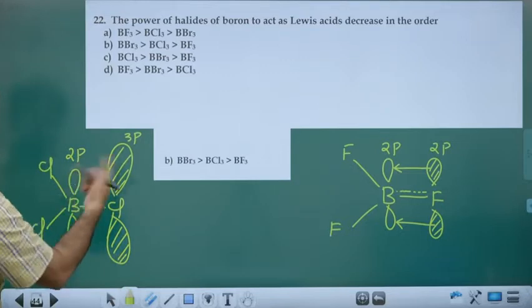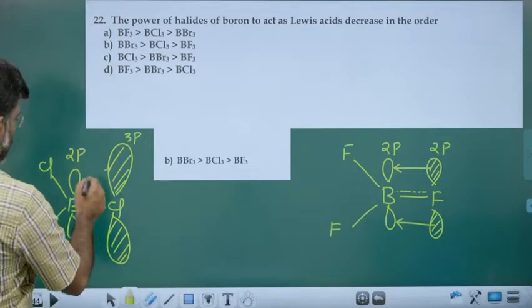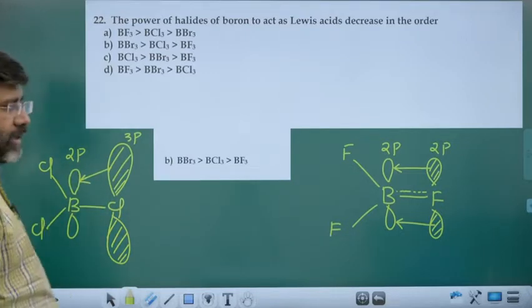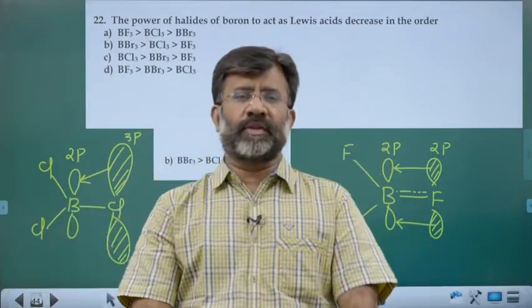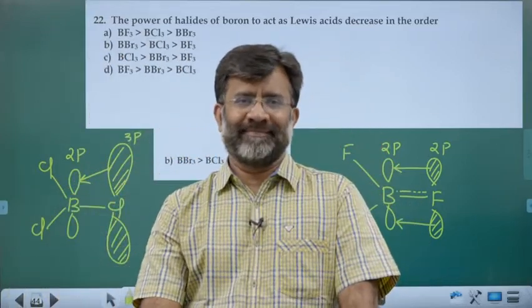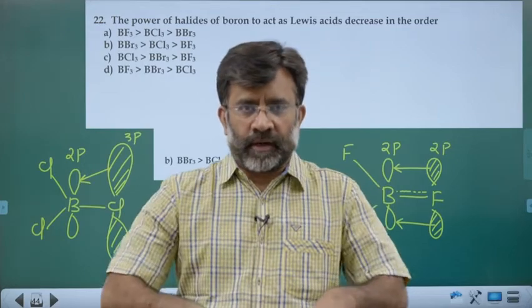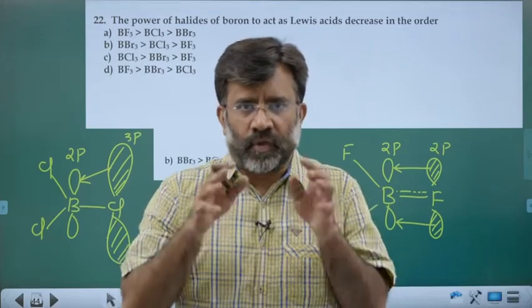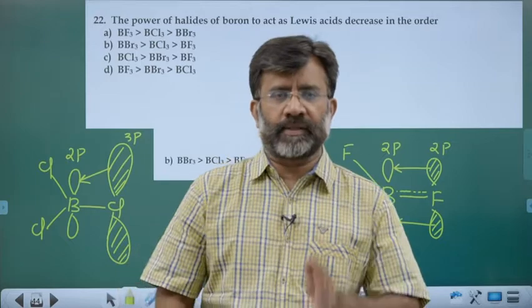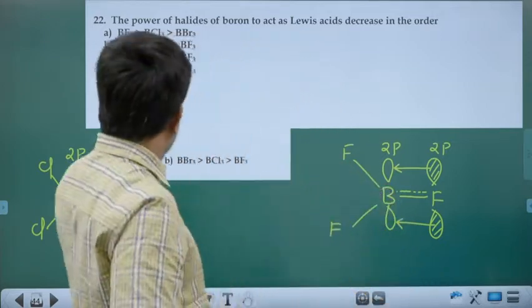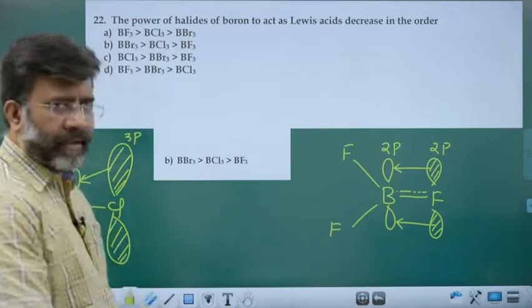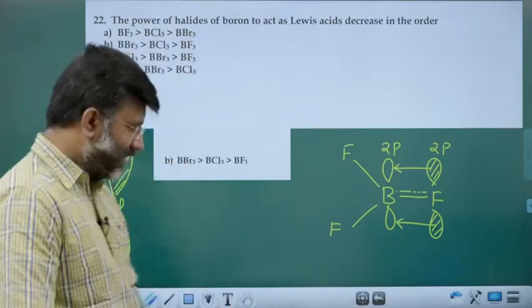There is an energy difference, size difference. So, effective back bonding does not take place. The effective back bonding takes place with boron fluorine, due to which the electron deficiency on boron is compensated and it acts as a weak Lewis acid when compared. And hence the order is option B. Clear? Next.